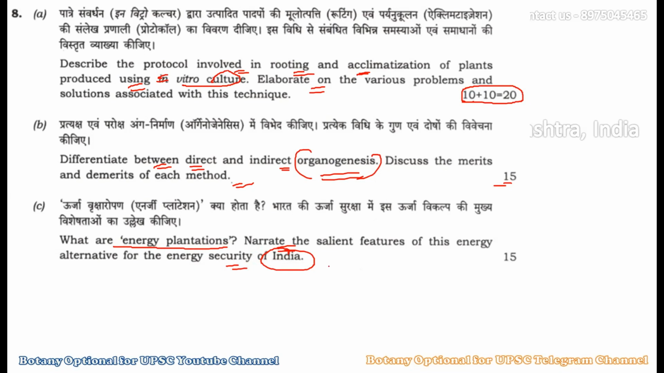So this is how there are a total of eight questions, and you have to attempt any five, and out of them, the first question and the fifth question are compulsory. As you see, the question paper was very, very easy, and nearly 90% of the content is already available on the Botany Hostel for UPSC Mains examination YouTube channel.